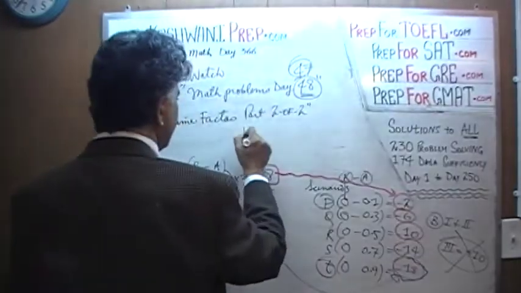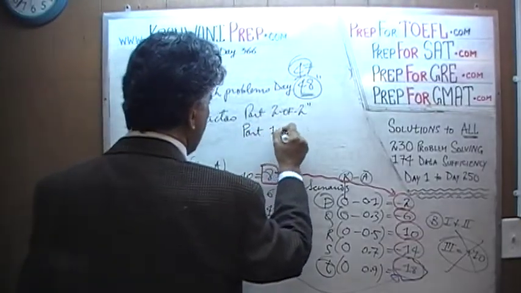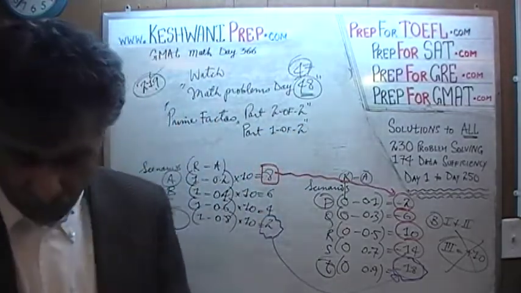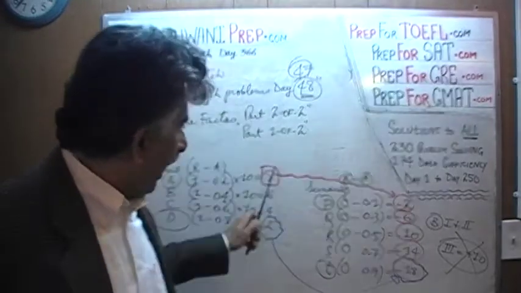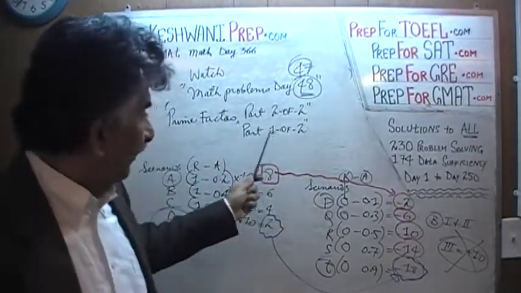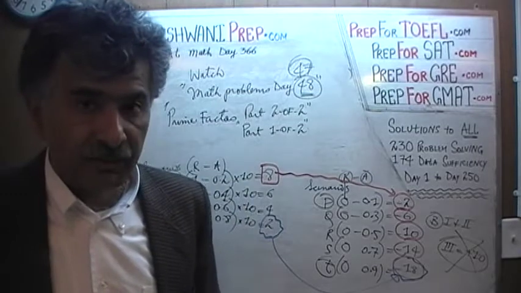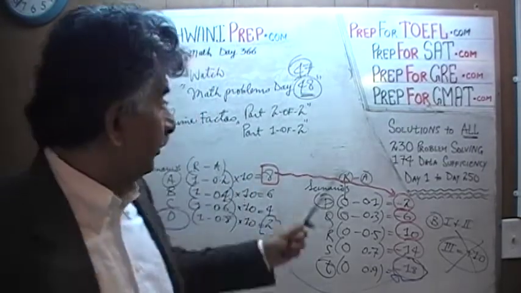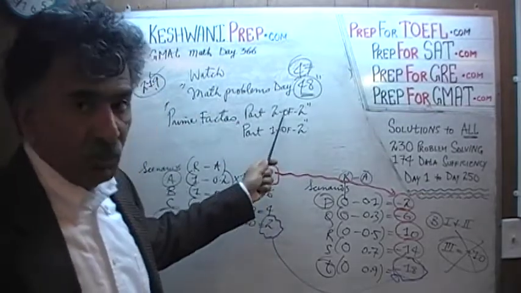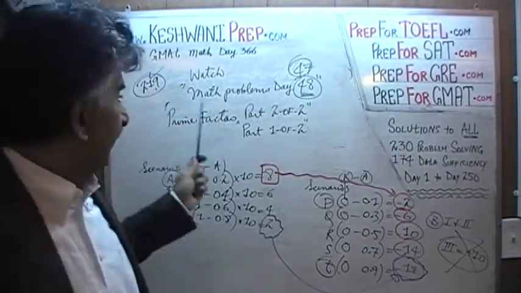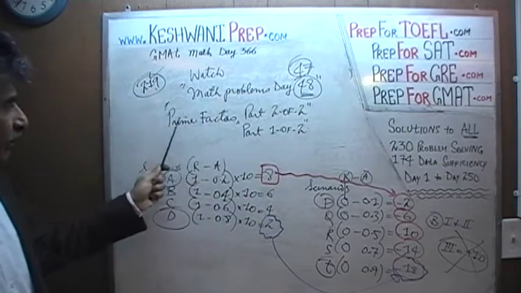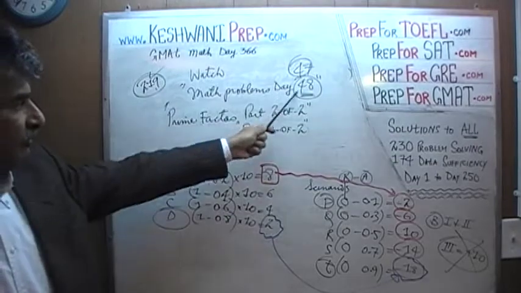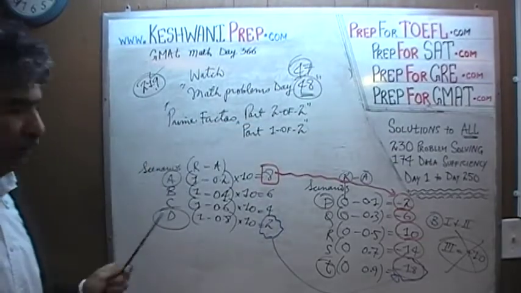If I were you, I would watch part one of two first, understand the concept of prime factors, and then try to do the problem yourself. And if you still have trouble, then you can watch part two of two, where I actually show you the solution to problem number 219, the exact same problem. Just type in "prime factors, part two of two," or you can type in "math problems, day 48," and you will find the solution to 219.